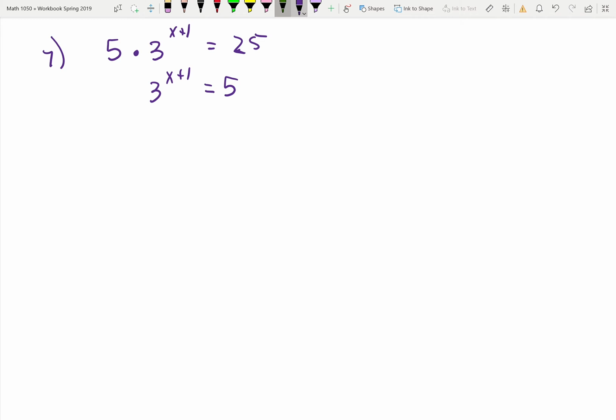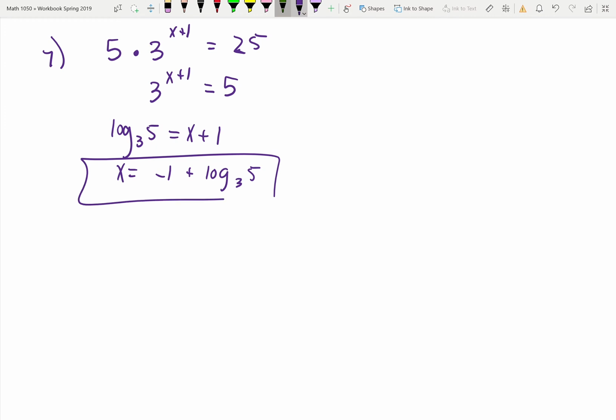Now I'm stuck, so I convert this. So this is log base 3 of 5 is equal to x plus 1. To solve for x, pull your 1 over: negative 1 plus log base 3 of 5. That's your answer. Never put any answer in decimal form unless you're asked to. If you store that in and plug it into the left-hand side, you should get 25.